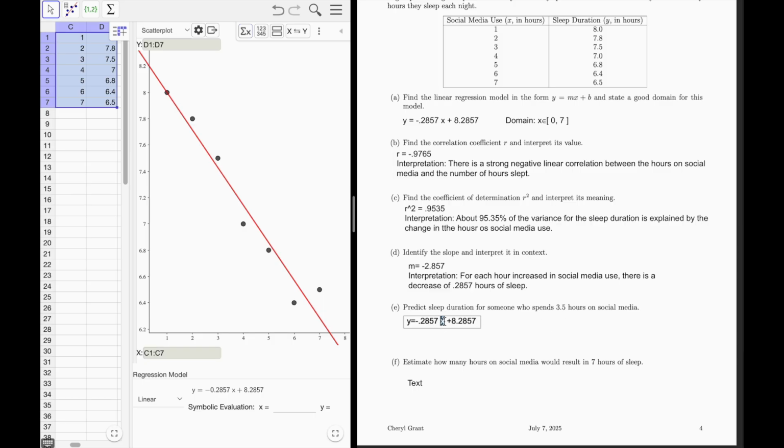So I'm going to put x in here as 3.5. And when I work that out, I get y is equal to 7.2857. So this means we predict that a person will get approximately 7.2857 hours of sleep if they spend 3.5 hours on social media.